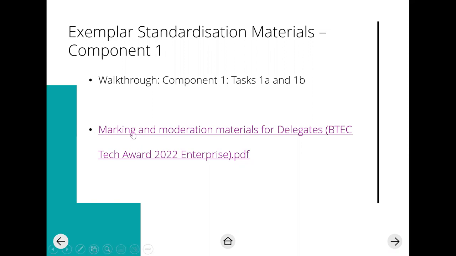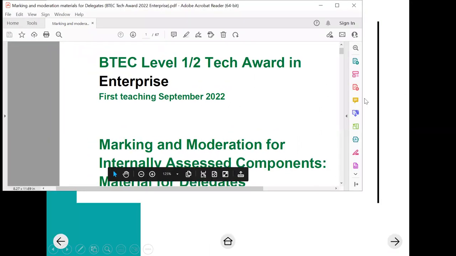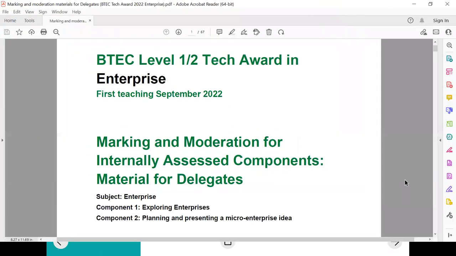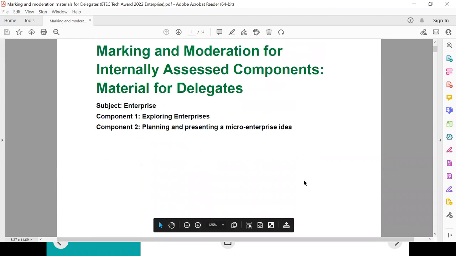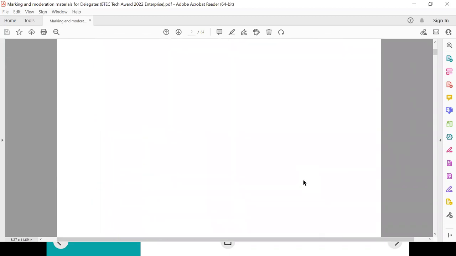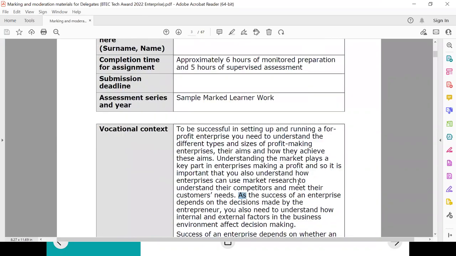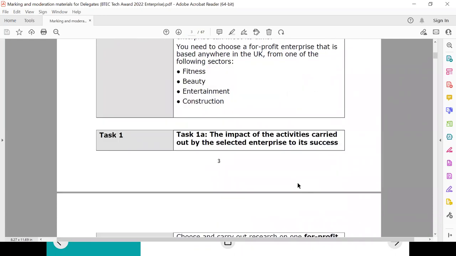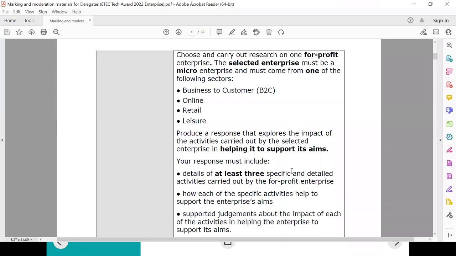Okay, so let's have a quick look. Now, you should have been sent this already. If you haven't been, it was put in the chat. So I'm hoping you do have it in front of you. This is what you should have been sent, and we'll just skim through. I've put in the sample set assignments for you as well, just so you can see what they look like and what the tasks are. These tasks, like I said, will not change.